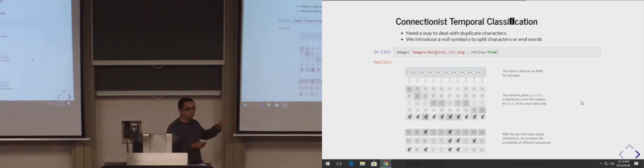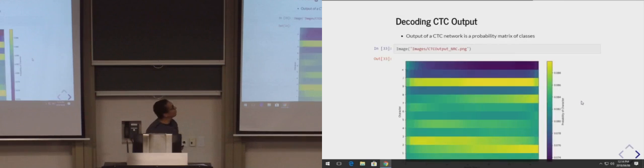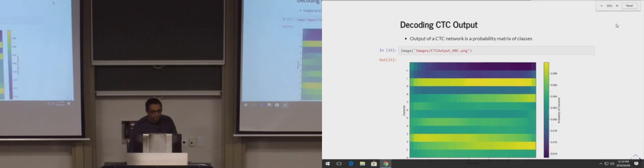Don't ask me how you'd implement it. That's a little bit more difficult. So this is how your CTC network would look. Maybe I can zoom out a little bit. There we go.